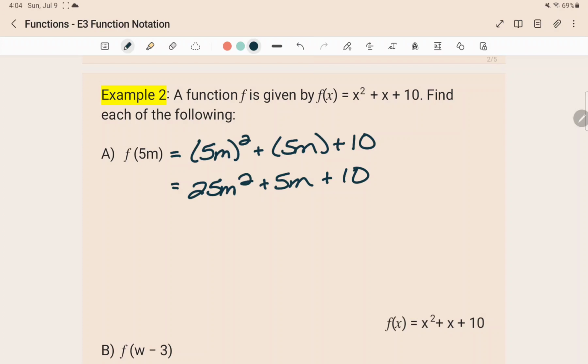I'm going to double check to see if I can combine any like terms. I can't. I have an m squared, an m, and 10. So that's my final answer. f(5m) equals 25m squared plus 5m plus 10.